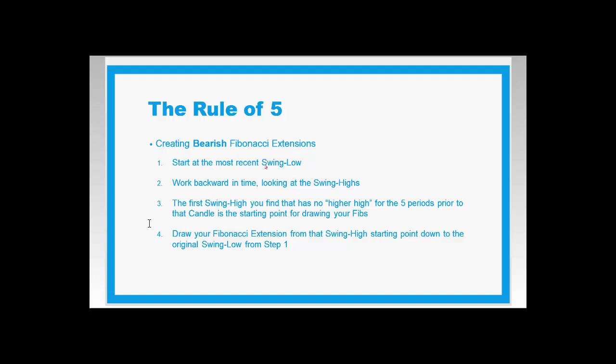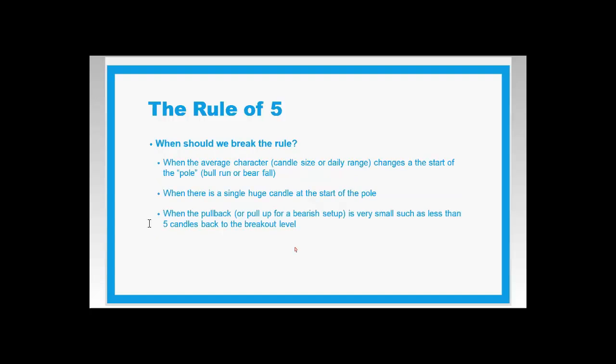I start with the most recent swing low. I work backward in time, looking at the swing highs, and the first swing high I find that has no higher high 5 periods prior to it, that's where I start, and then I draw backwards down to that first swing low. Okay, that's really the rule of 5.